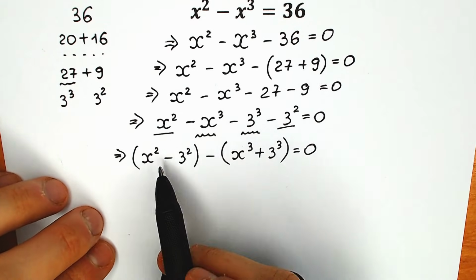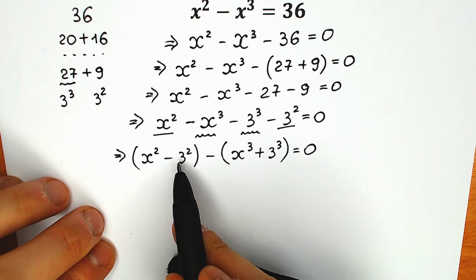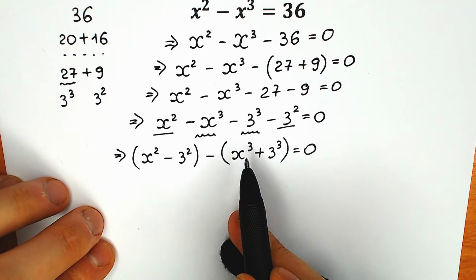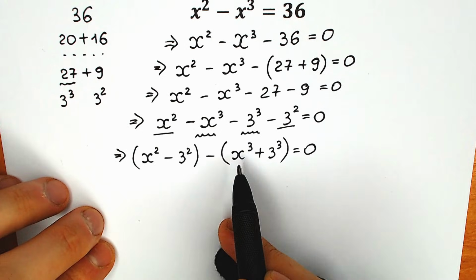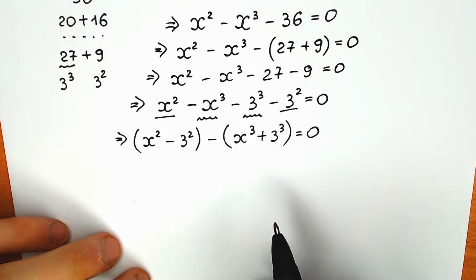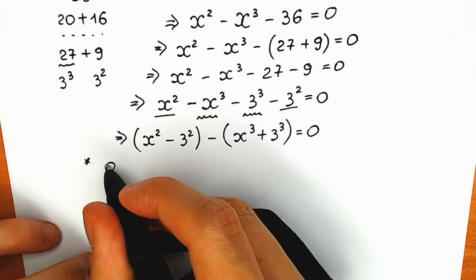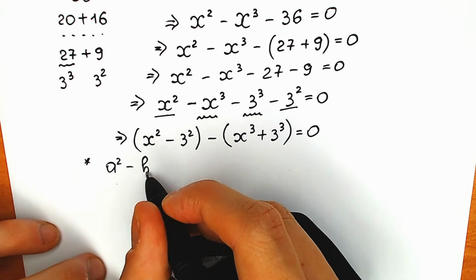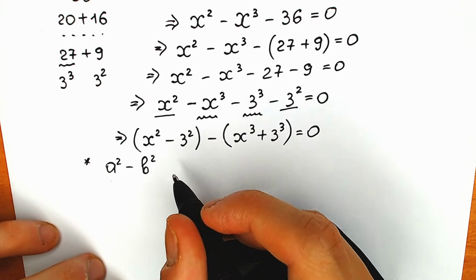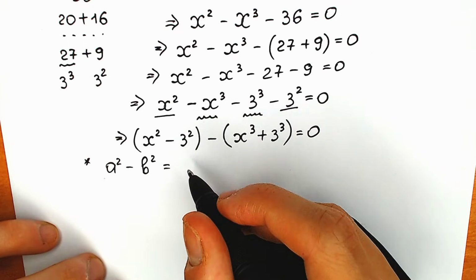Right now, let's look closely. What do we have? We have two parentheses. What do we have right here? A difference of squares. What do we have right here? A sum of two cubes. Sounds familiar, yeah? We can easily remember these formulas from school. So first of all, we're going to remember the difference of squares: a squared minus b squared equals a minus b times a plus b.